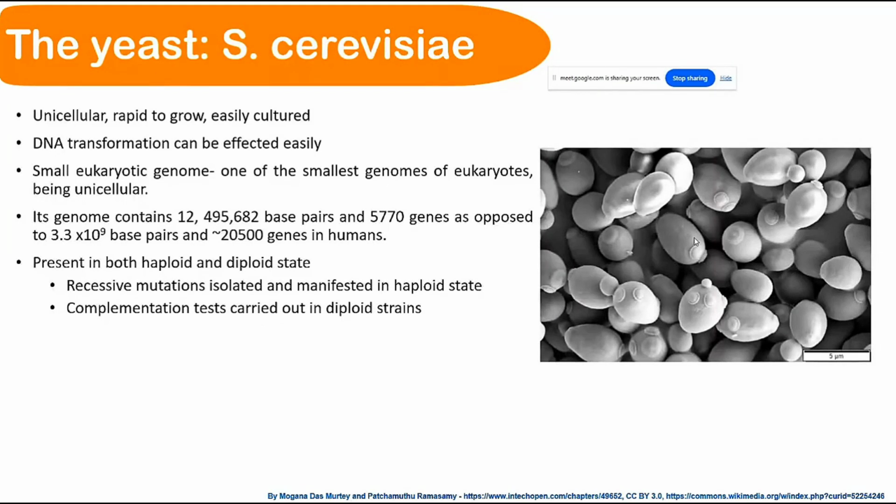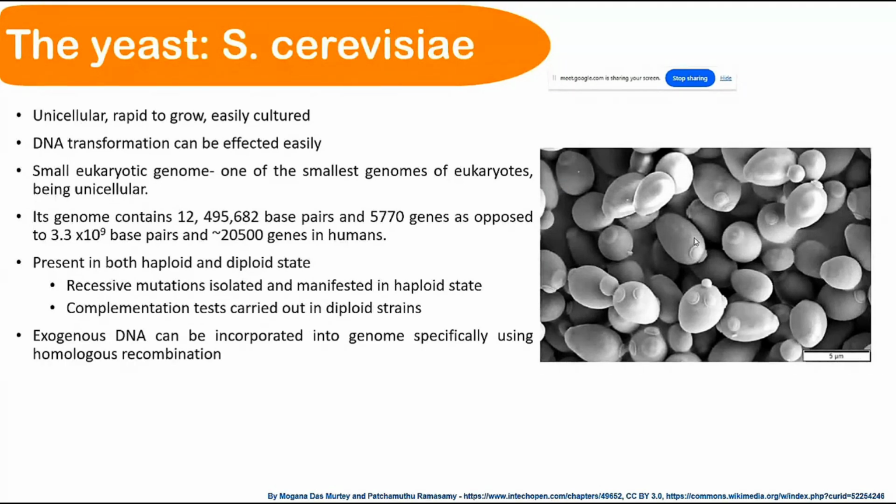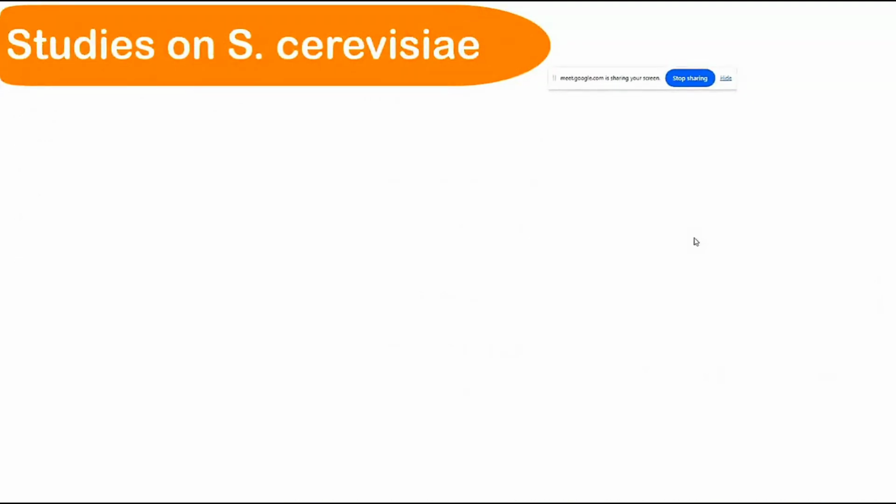And then once you have studied the haploid forms, the complementation test can be carried out in the diploid strains and can be correlated in the same way. This is something unique with Saccharomyces cerevisiae. Another thing is that exogenous DNA can be incorporated using recombination. Like I had mentioned in the earlier slides, those organisms which can undergo recombination can be good model organisms as well.